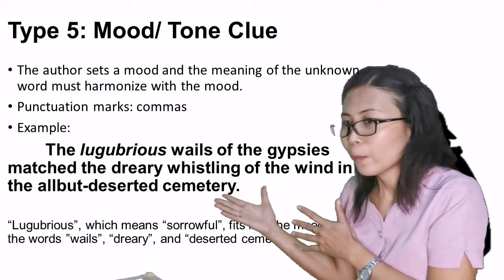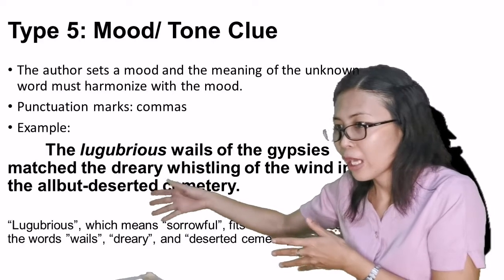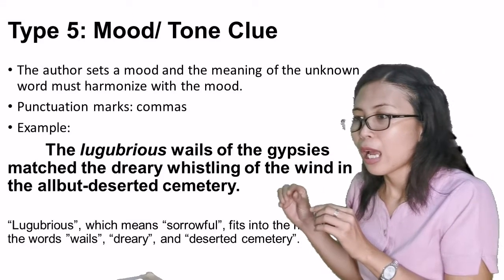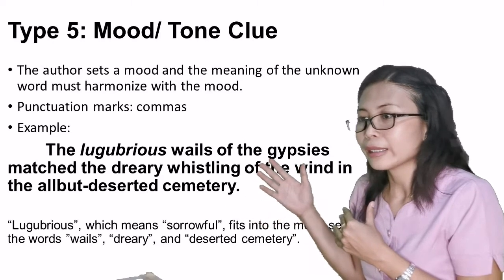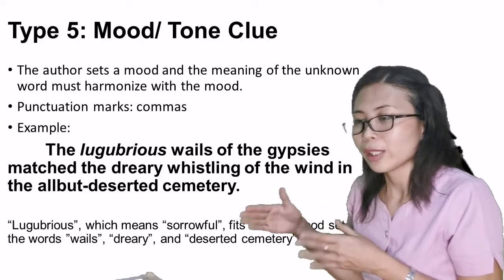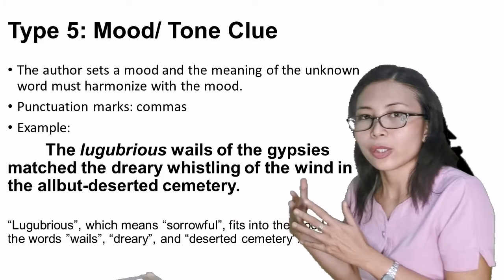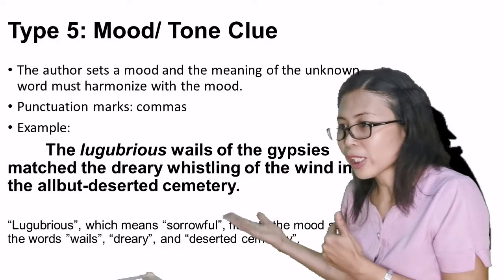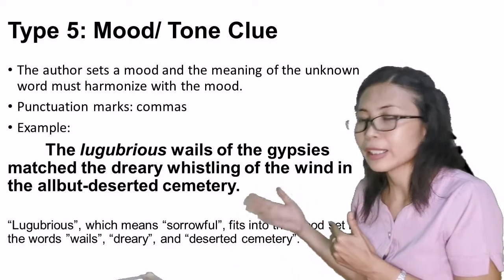Now, what I know is that dreary is something scary. Whistling is the muted or silent noise caused by the strong wind, and deserted is solemn, nobody around, especially in this sentence, the cemetery. It's a lonely place. It's a sorrowful place. So lugubrious, which means sorrowful, fits into the mood set by the words such as wails, dreary, and deserted cemetery.